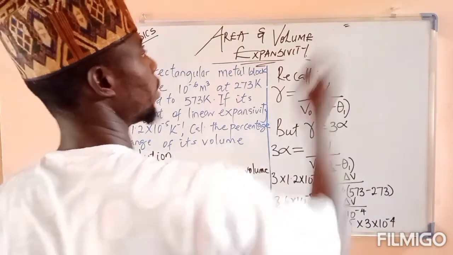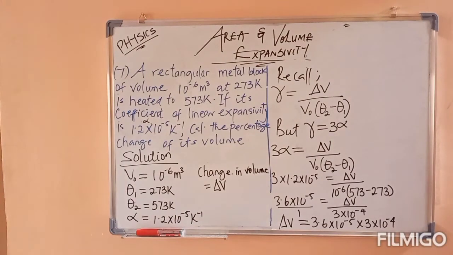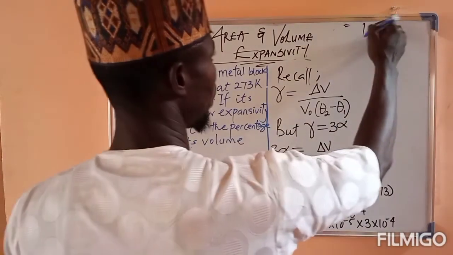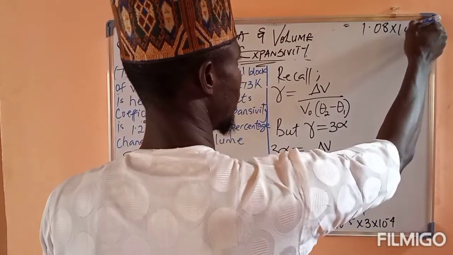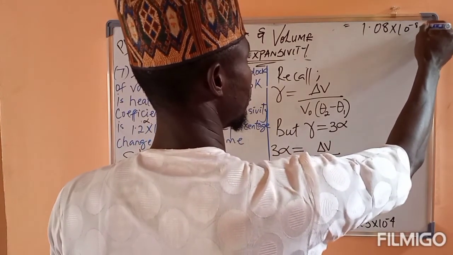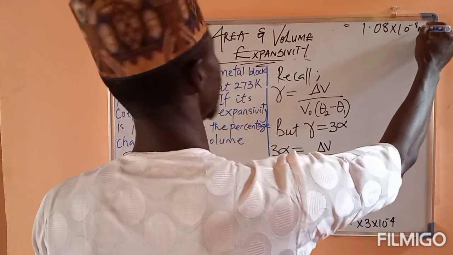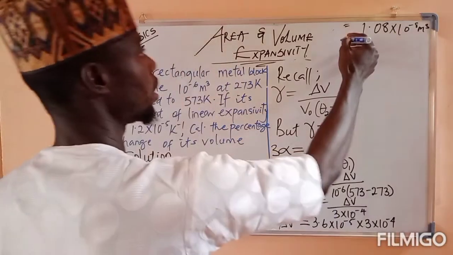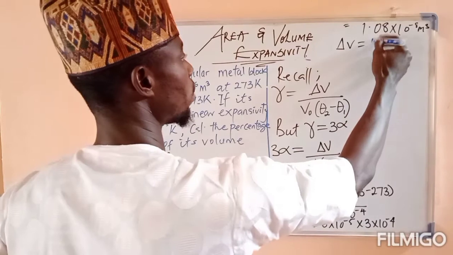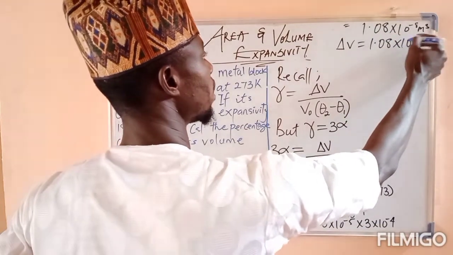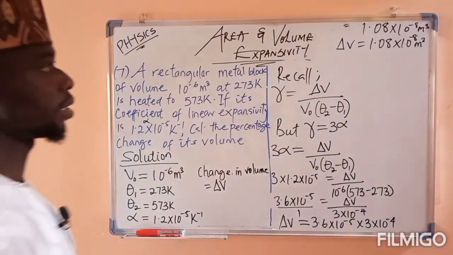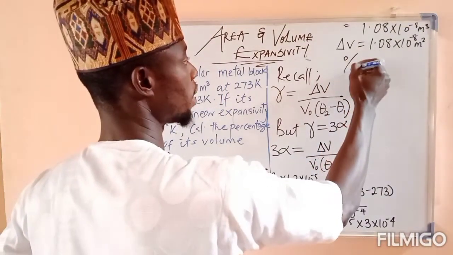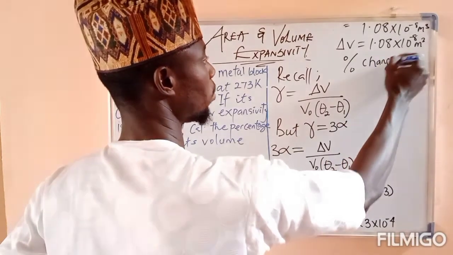So that will give us 1.08 times 10 raised to power minus 8 meter cube. So this is our change in volume. Change in volume is equal to 1.08 times 10 raised to power minus 8 meter cube. But the question is asking to calculate percentage change in volume.